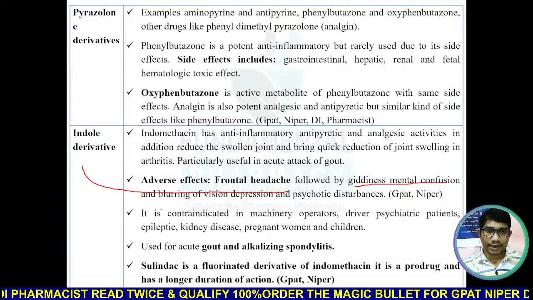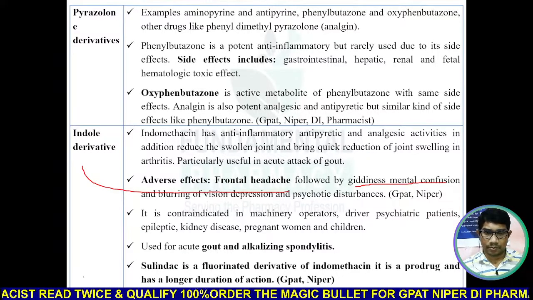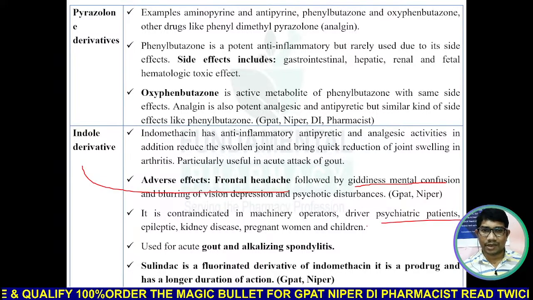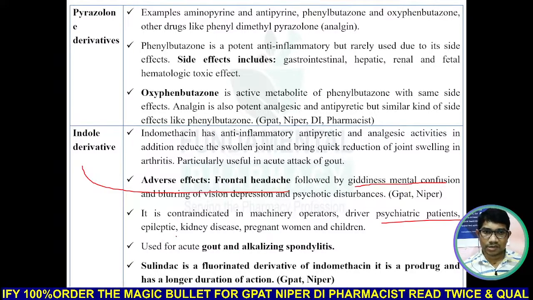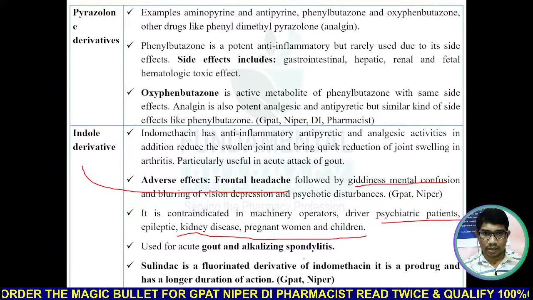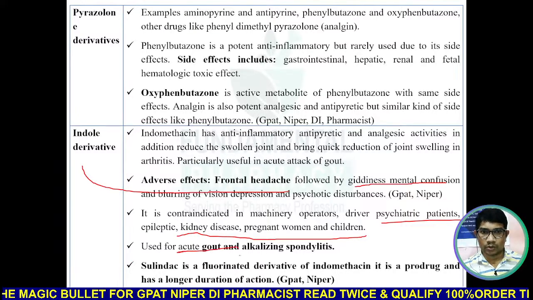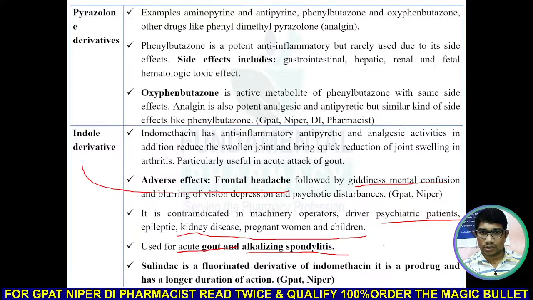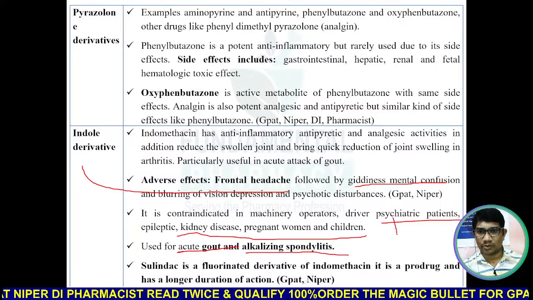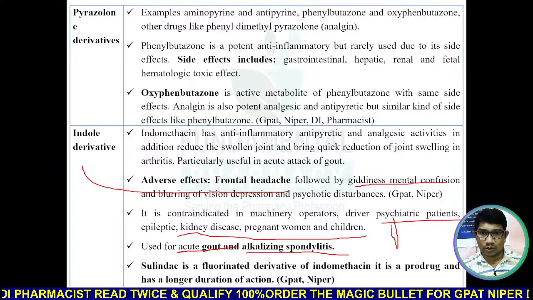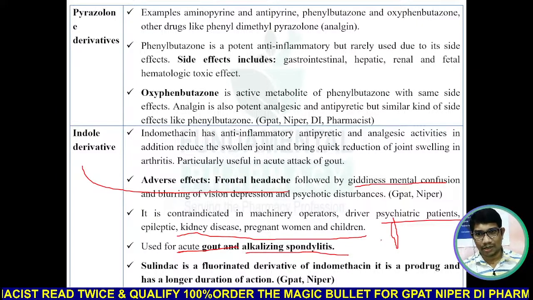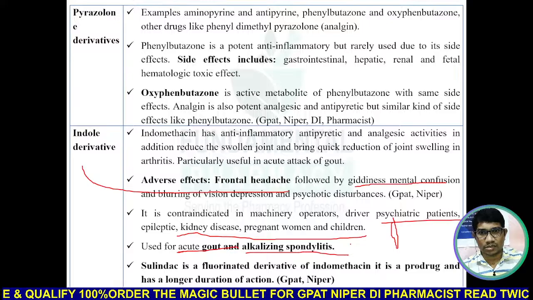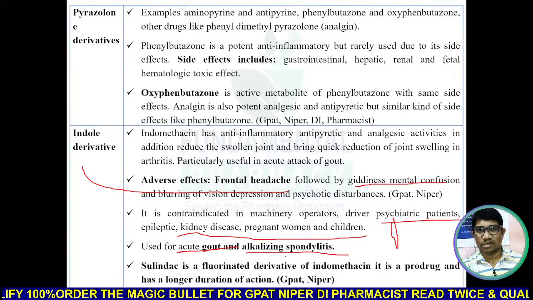Again contraindicated in psychiatric patients, patients with epilepsy, pregnant women and children, and patients having kidney disease. So these are contraindications. Used in acute gout and ankylosing spondylitis. In ankylosing spondylitis, your spine, the spinal cord vertebrae, become fixed. There is decreased movement of the vertebral column in the spine. That is why it is known as ankylosing spondylitis.